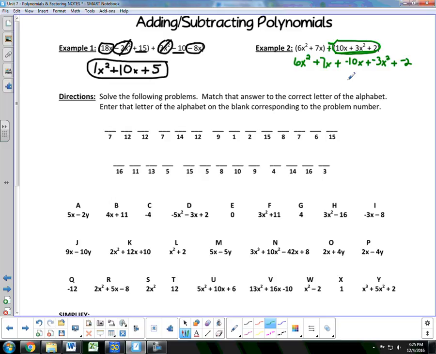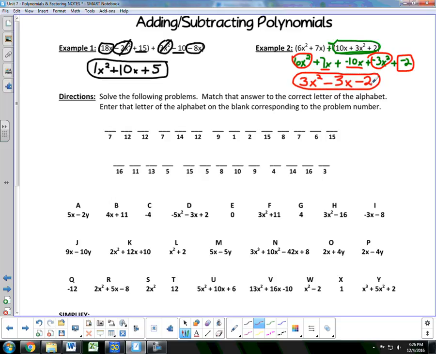Okay, so now we combine the like terms. I'm going to use a different color here. The x squared term, so 6x squared with the negative 3x squared. Add those, you get positive 3x squared. 7x and negative 10x make negative 3, so minus 3x. And then there's only this constant term. This is the only one, so you can't combine it with anything. So it just stays as a negative 2. And there's our final answer there.